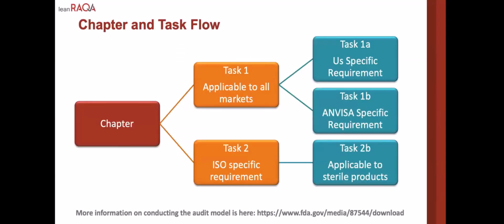So this is organized between chapters and tasks. Each one of those subsystems has a chapter dedicated to it. Within the chapter, they will have a task that is applicable to all the markets or universal for all the ones that are participating. And then their next task will be an ISO specific requirement. And then those might be broken up further into subtasks, where if they have an applicable to all markets, you might get nuances that might be slightly different from country to country.